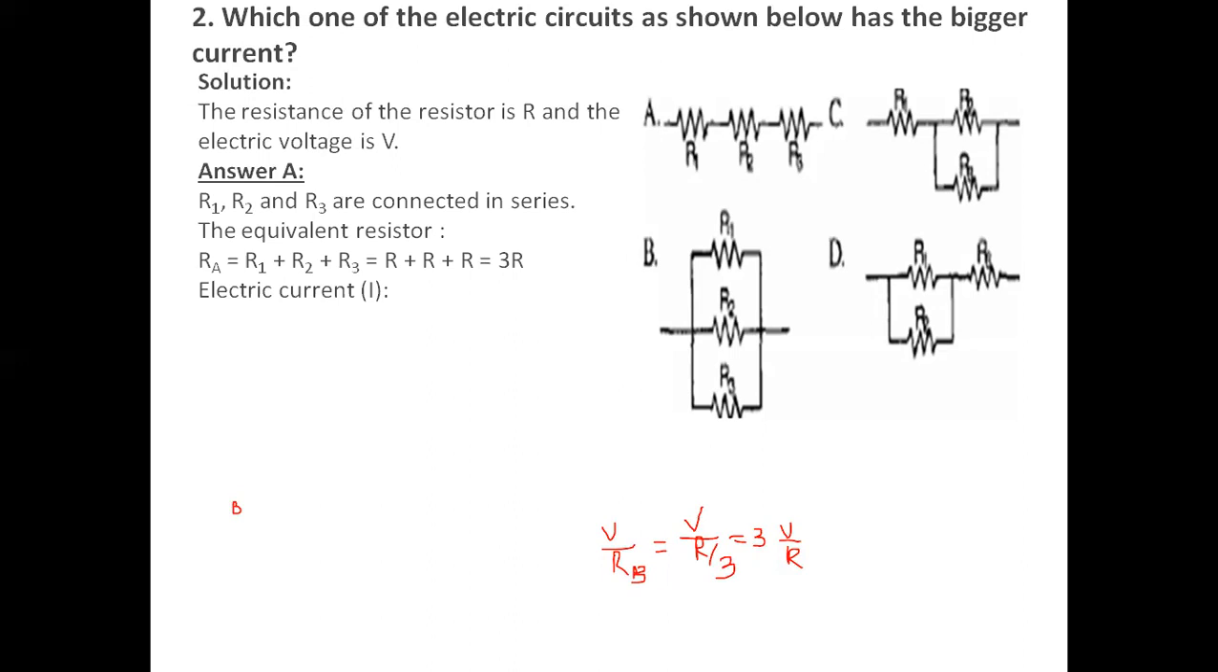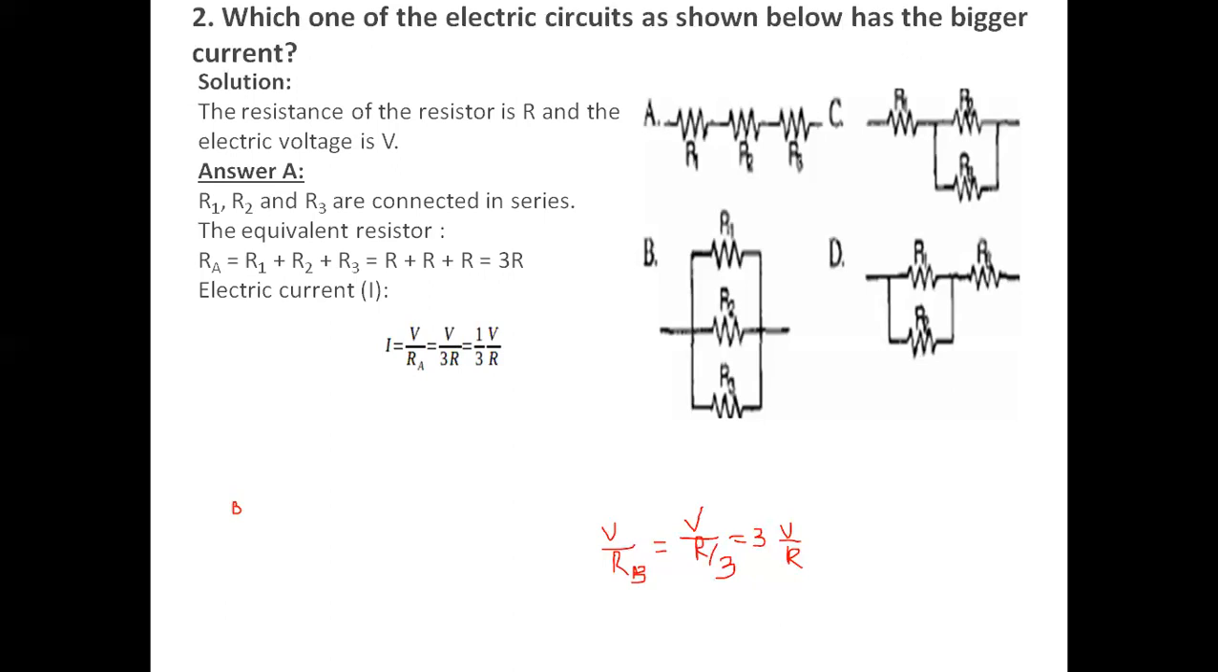Now, but our objective is current, right? So what is the current? We have to use Ohm's law. V equal to IR, so I equal to V by R. Assume that it is V. So V by R. What is R here? That is RA, circuit A, right? So RA equal to 3R. V by 3R. You see here? That is V by 3R, one third times V by R.